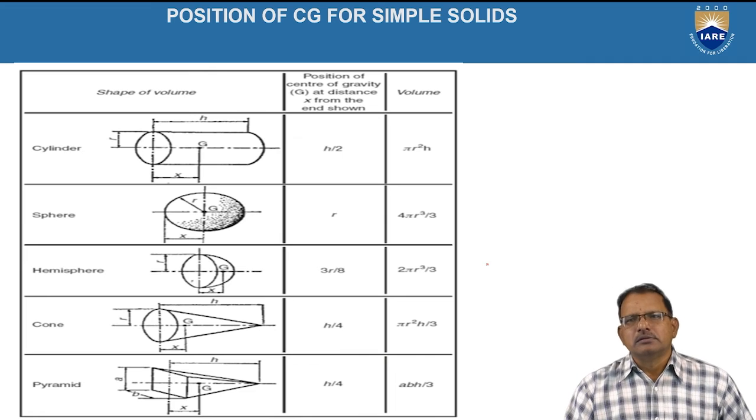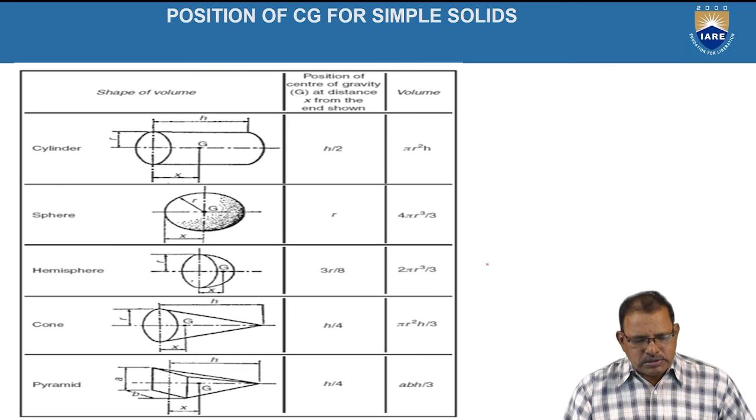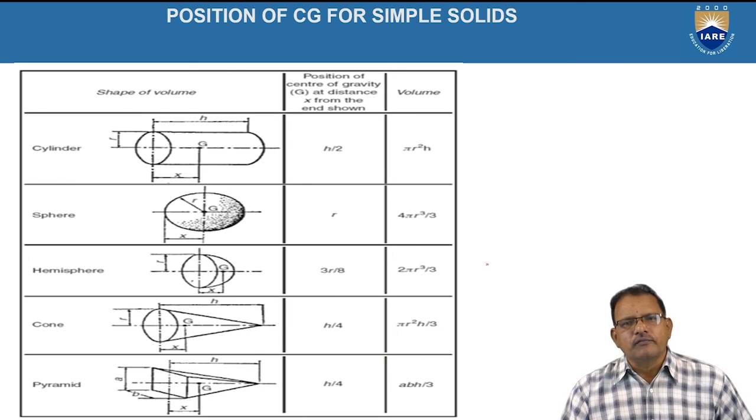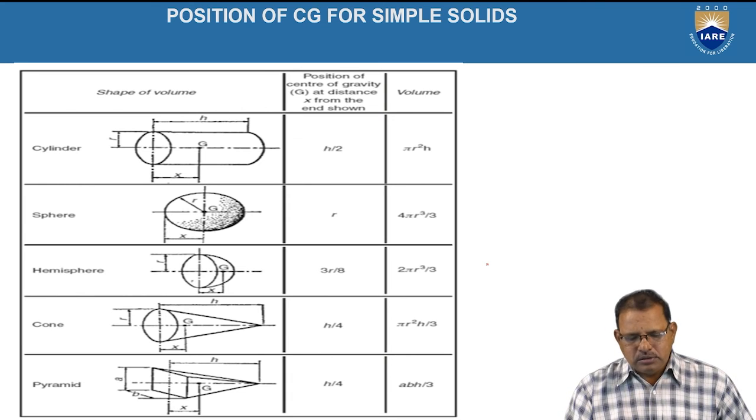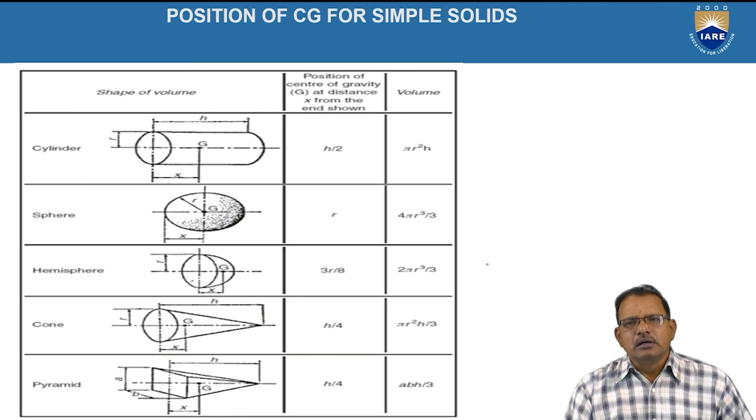Similarly, for the sphere, the position of the centroid is given by its center, that is from the circumference at a distance of r. The volume is given by 4 by 3 pi r cube. Hemisphere: the position of the centroid is given by 3r by 8, and the volume is given by half of the sphere, which is equal to 2 by 3 pi r cube.